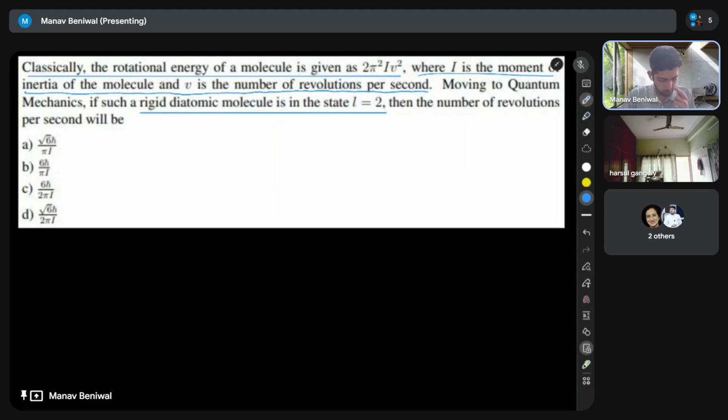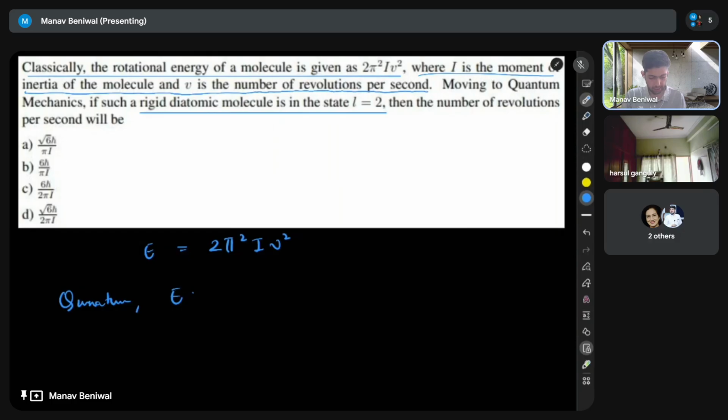Classically, they say that the energy E is 2 pi squared I nu squared. Quantum mechanically, they are asking what will be the nu. How many revolutions per second will our molecule make? Let's do it. First of all we have to find out the energy, the quantum mechanical energy.